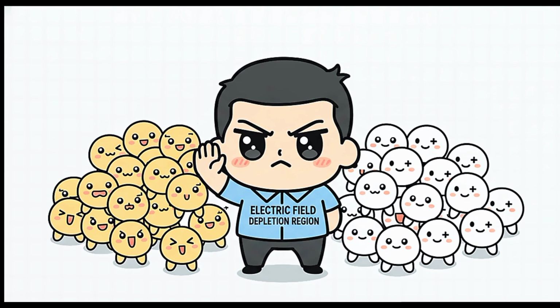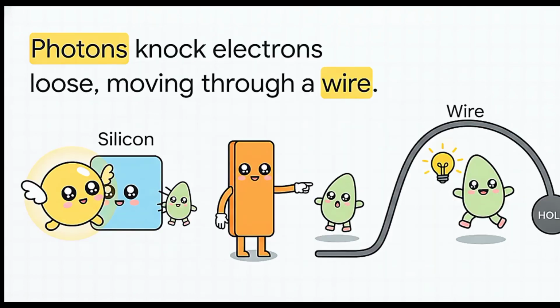Instantly, some of those free electrons rush over to fill the nearby holes. This creates a really intense boundary right in the middle, called the depletion region. Honestly, think of this region as a massive, strict bouncer at a club. It creates an electric field that firmly says, nope, nobody else crosses this line. And here is where the magic happens.